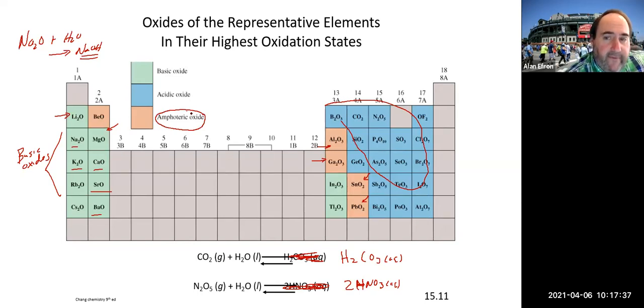So in a general trend, the left-hand side of the periodic table is where your bases originate and are generated. The right-hand side and up, where our non-metals are, those oxides are where we generate our acids from in this particular case. Any questions on that there?